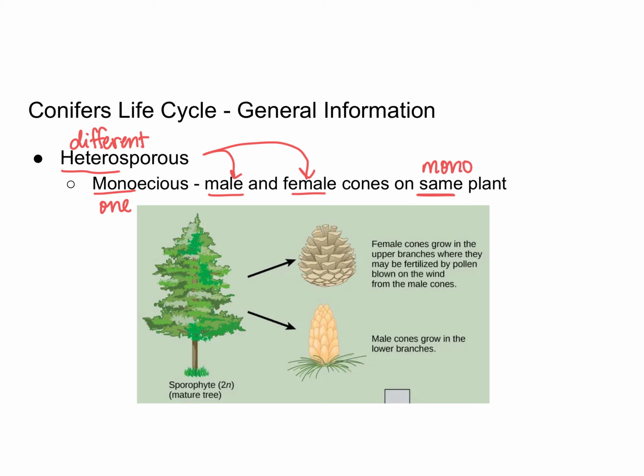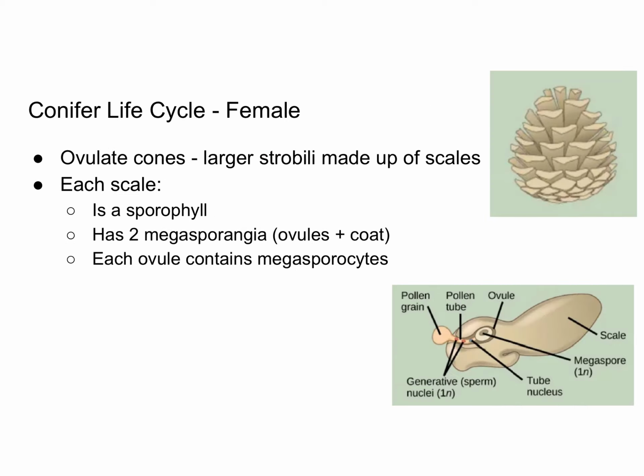So you can see on this picture here, we have the cones, I should say, these are the structures that contain the gametophytes and the reproductive structures of the tree. And you can see that they're separate or different female cones versus male cones. And we'll talk a little bit about the difference on the following slides. First of all, let's take a look at the female structures.